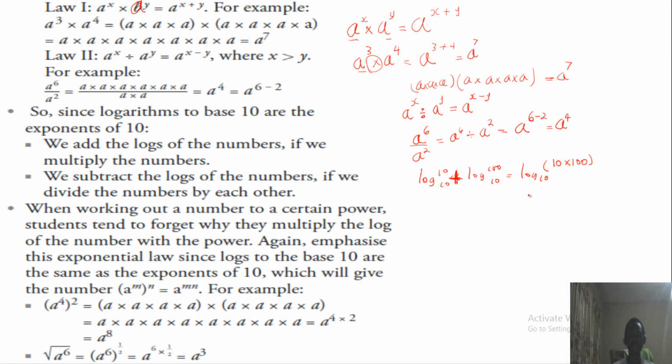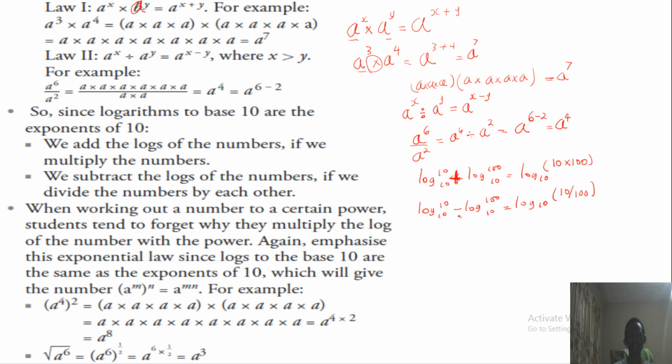And if it is division, log 10 to the base 10 minus log 100 to the base 10, what would we say? Log of 10 divided by 100. We subtract the logs of the numbers if we divide the numbers by each other. You are going to see more of this particular example when you have plus, multiply, and when you have subtraction, divide.